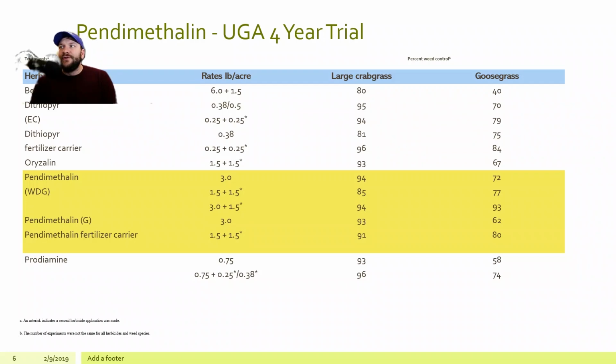You see over on the goosegrass side there that you're only ranging in that 70s. Oh, one good time they got 90%. Overall, more effective on goose than dithiopyr. But when you're talking about 77% control, is that actually considered good enough for a professional? And I would make the argument that no, it is not good enough.